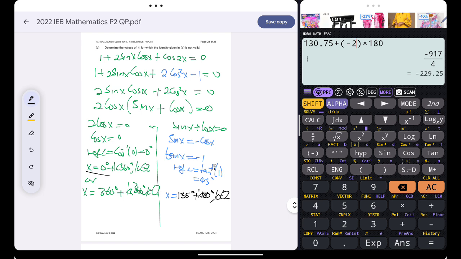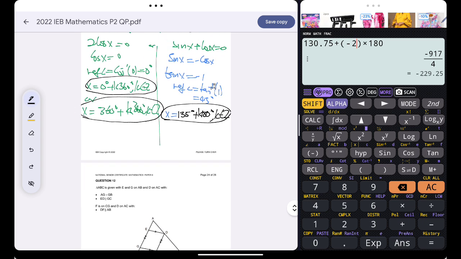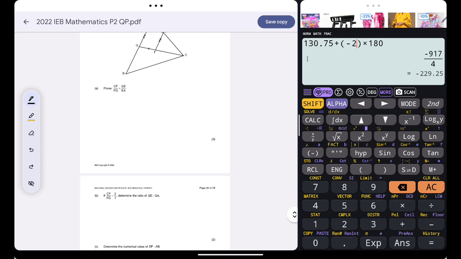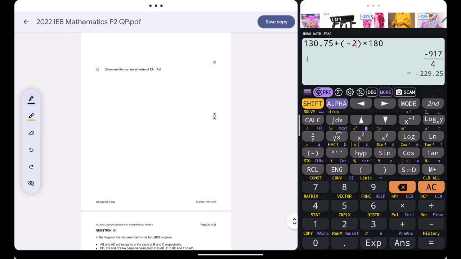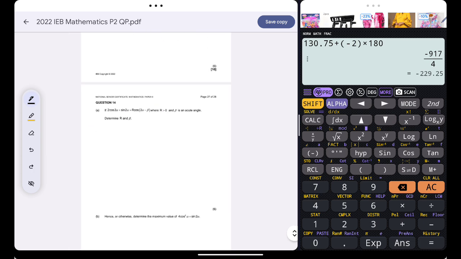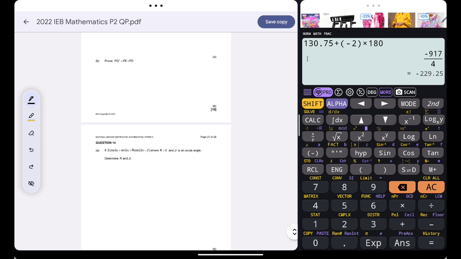So these are the general solutions that will result in our identity being undefined. Are we together? So that's how you would have tackled the trigonometry questions in the IEB question paper. Is there any? Let me check. Okay, there it is.